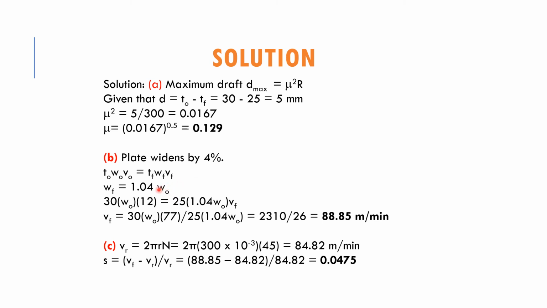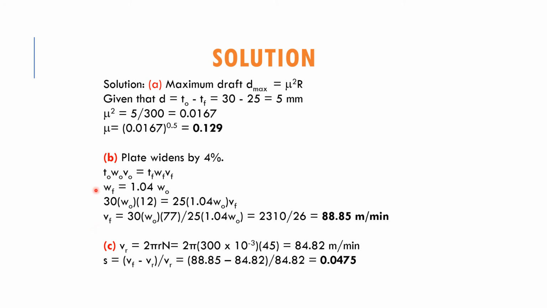So when we put this value inside the equation, since W naught you can take out, you will then get the V final. When you put it together, you will get the value 88.85 meters per minute.